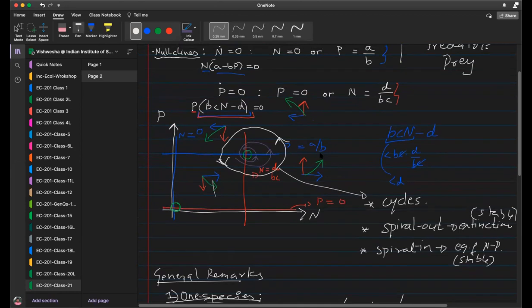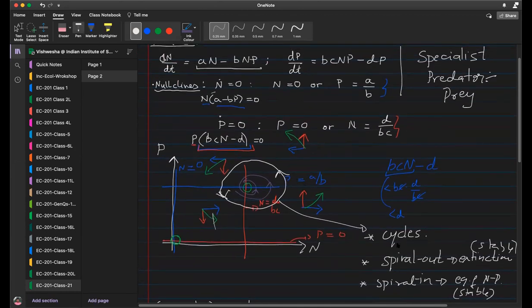Okay, so going back to this, these are all the possibilities that can happen for the Lotka-Volterra system, but it turns out that for the specific model we have written down, the answer is actually this. So what we have are basically cycles. It's neither spiraling in nor spiraling out, it's actually a cycle. Okay.